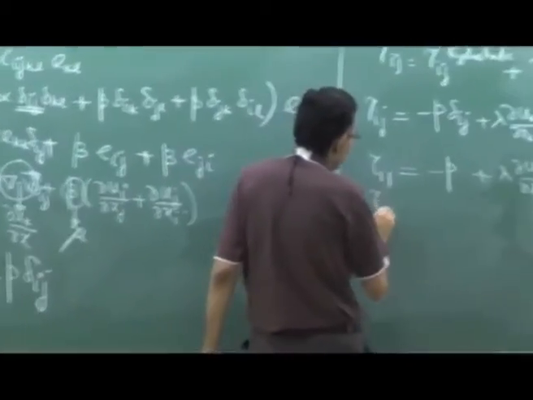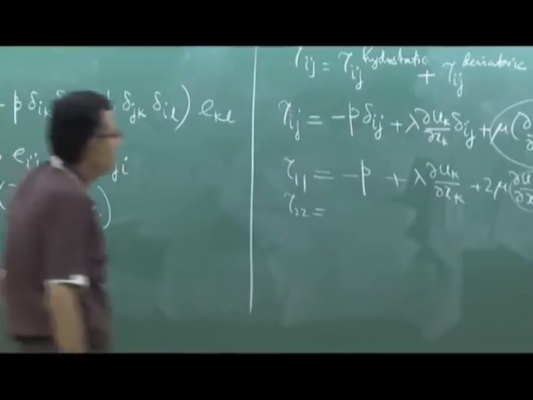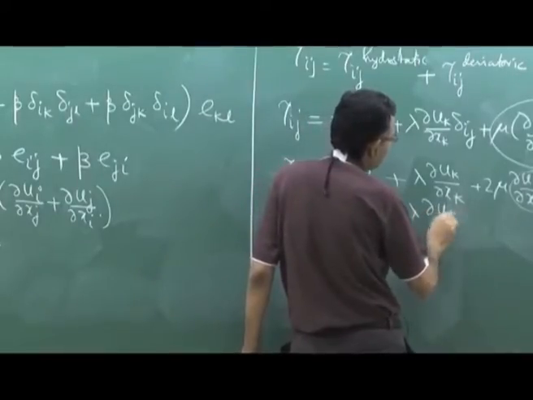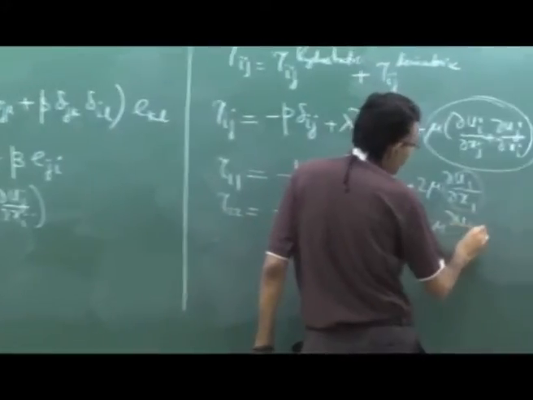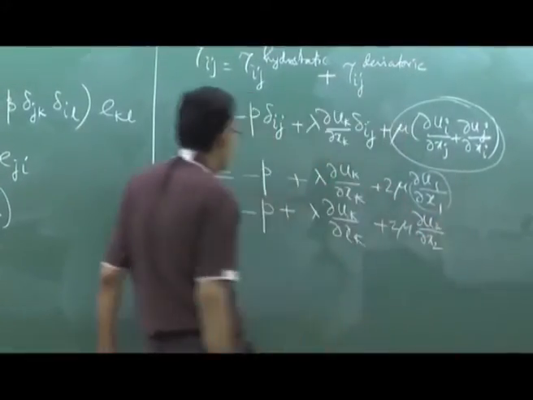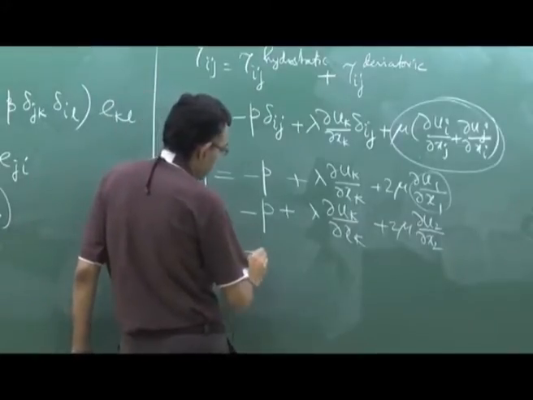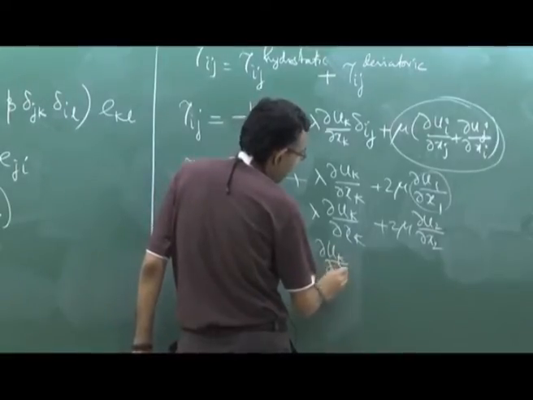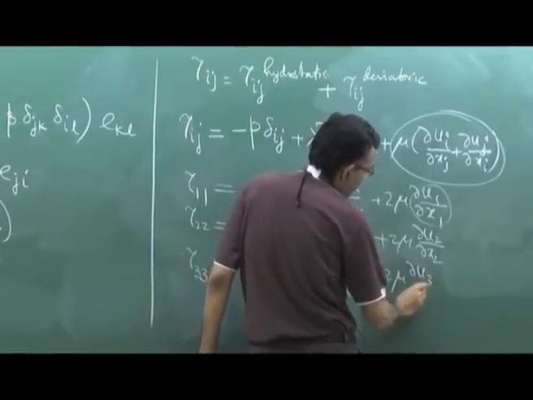Then tau 2 2 is minus p plus lambda del u k del x k plus 2 mu del u 2 del x 2. Tau 3 3 is minus p plus lambda del u k del x k plus 2 mu del u 3 del x 3.